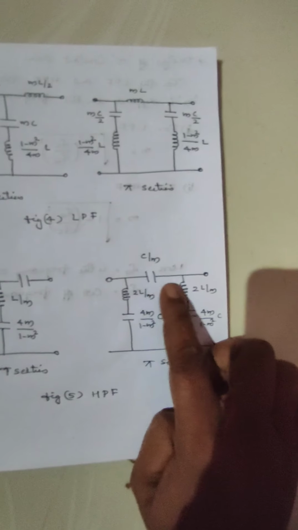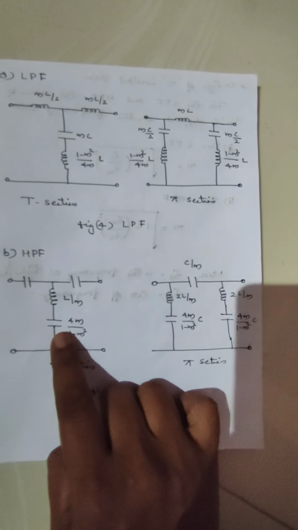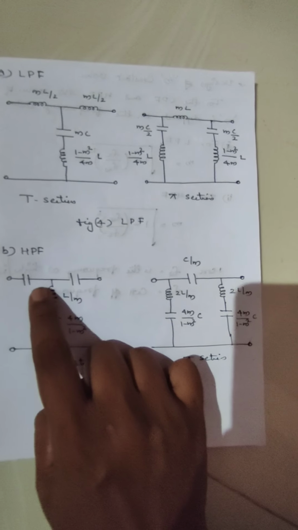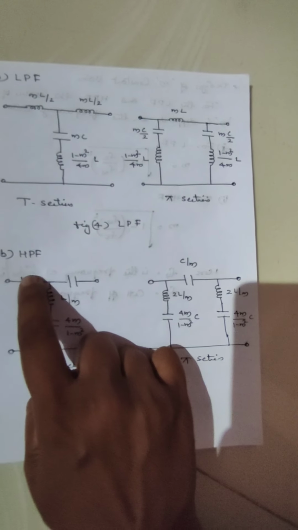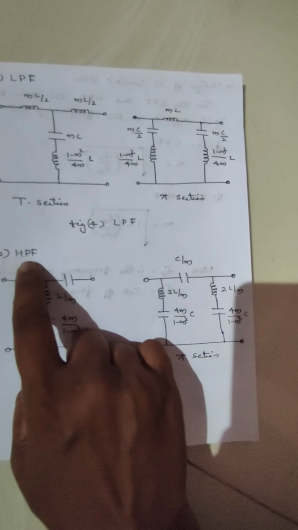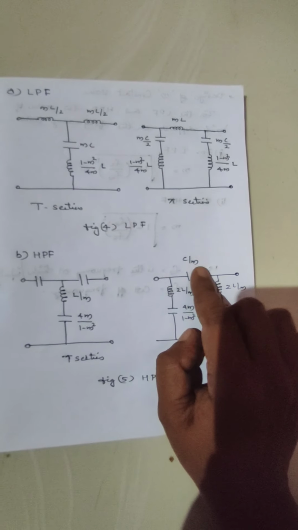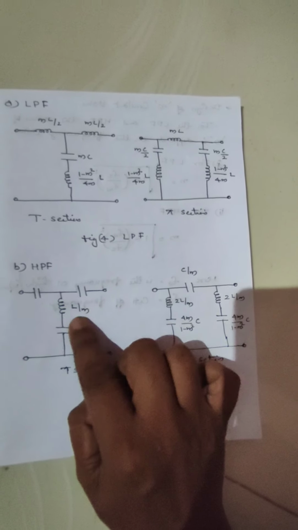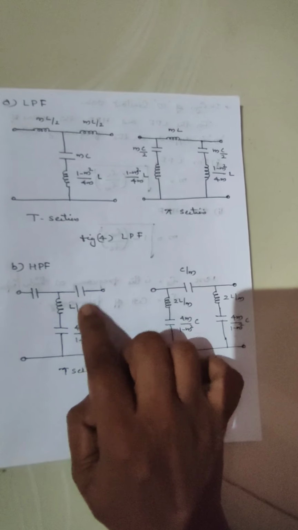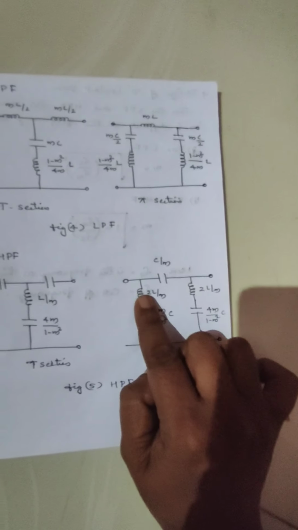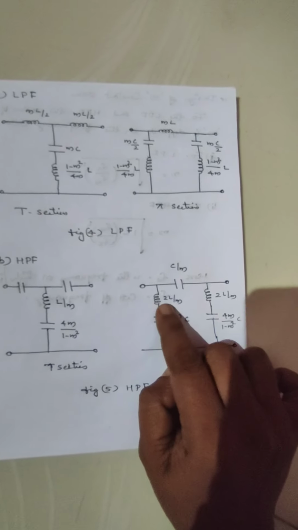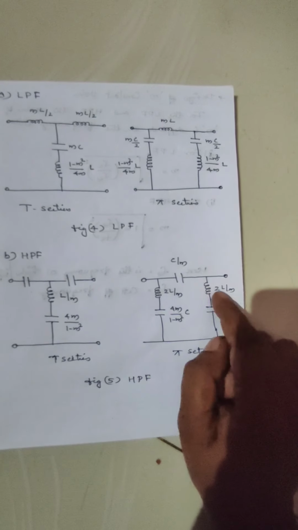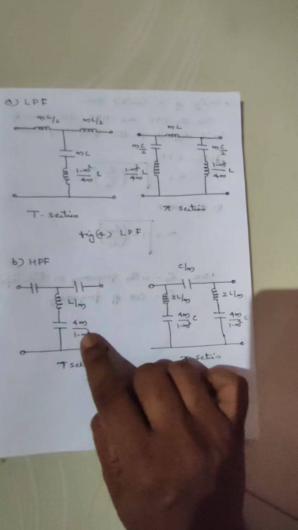Okay, so this capacitor, its value will become 2C by M and 2C by M, and its total value will become C by M. And the inductor value will become L by M. The total inductance value at the parallel leg will be L by M, and in the pi section its value will be 2L by M and 2L by M.